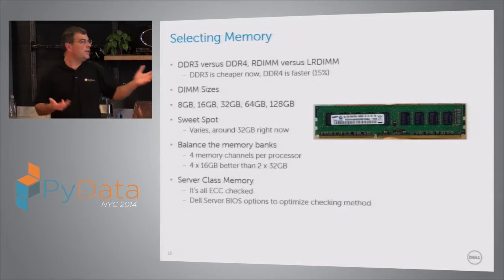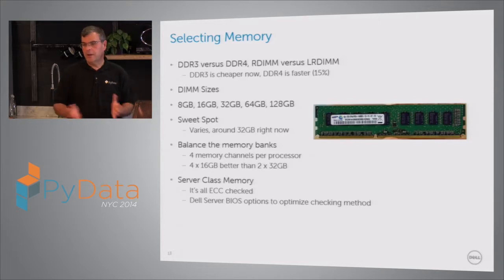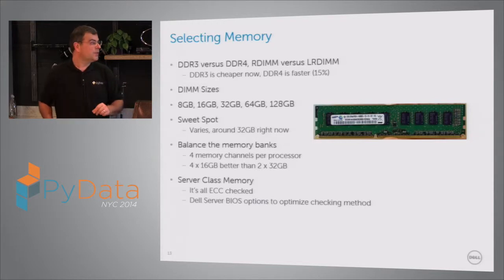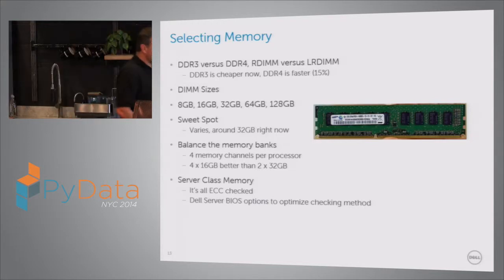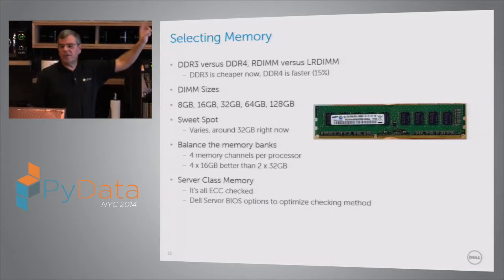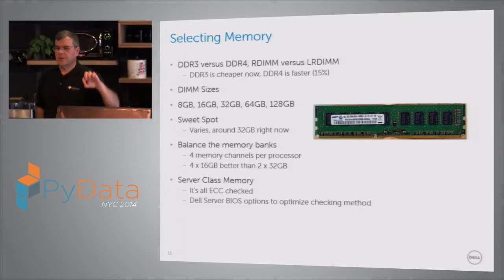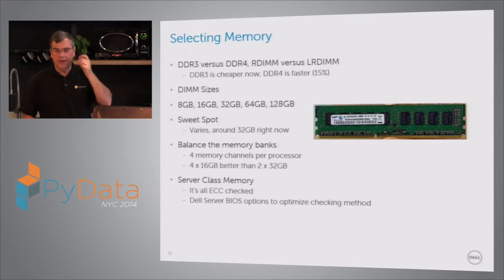Memory, DDR3 versus DDR4. That's pretty much the decision these days. The newer generation machines are using DDR4. You can get memory in terms of 8, 16, 32, 64 gigs. 128 gigs is on the market now, but it's silly expensive. The sweet spot for pricing is somewhere between 16 and 32 at the server market. It actually depends on current spot prices in the DRAM market.